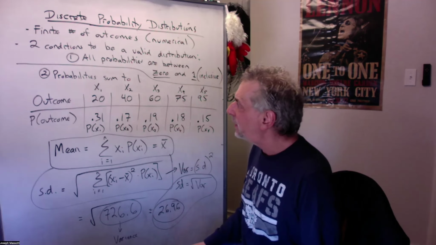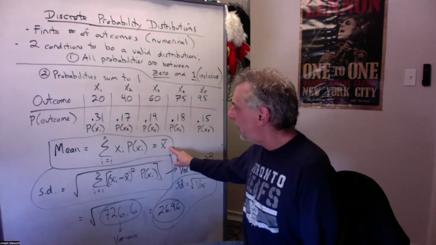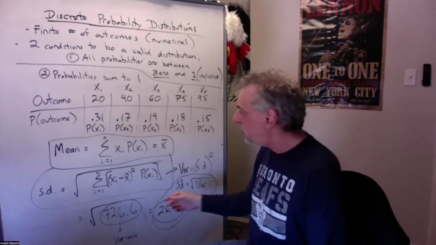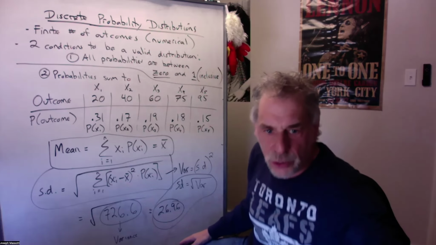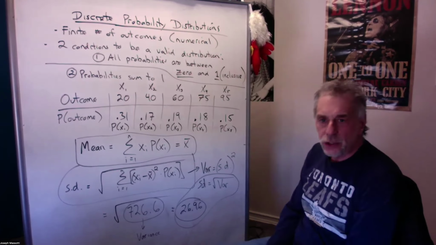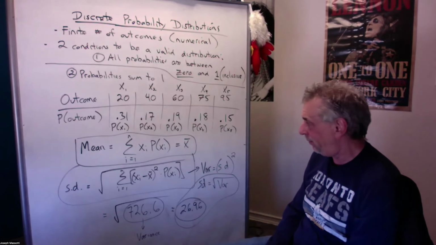So once you determine that it's a discrete probability distribution, we're interested in finding the mean of the entire distribution, and the standard deviation of the entire distribution. Now notice these are not simple formulas, right? If you had to do this by hand, this would be a real pain.